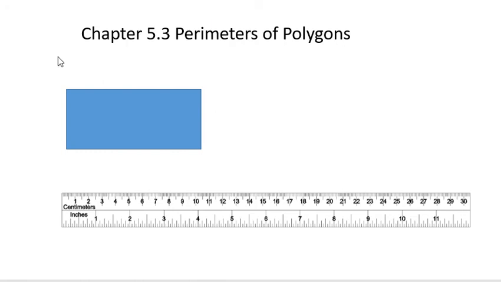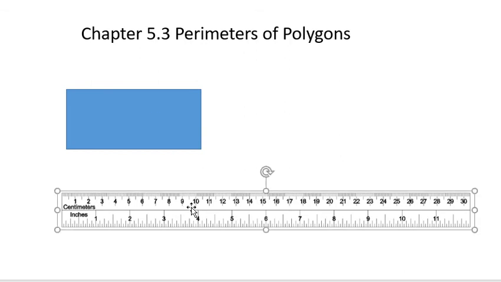Welcome back, grade 6, to Nelson Math, chapter 5, section 3, perimeters of polygons. This is a review from previous grades. We're just going to be doing more work with the linear measurement perimeter with different types of shapes. So I'm just going to remind you of this right here.